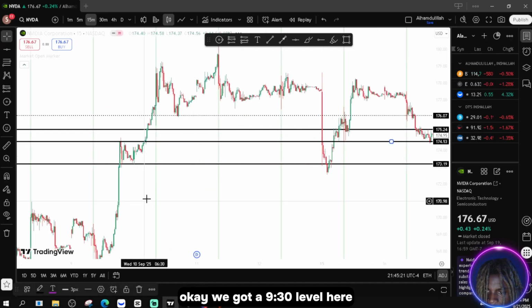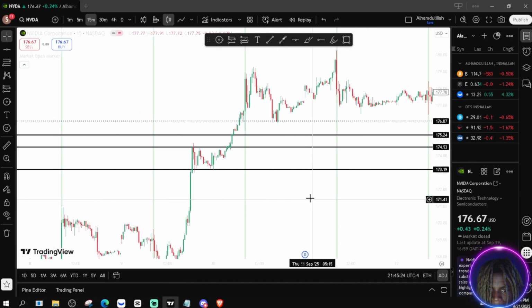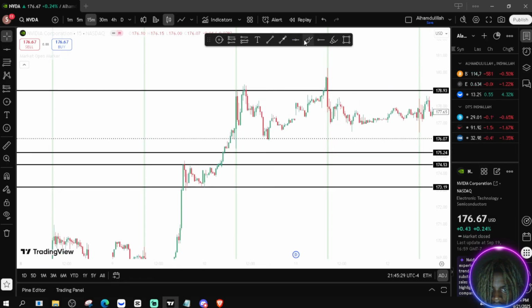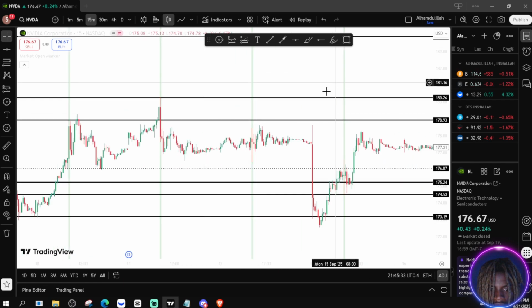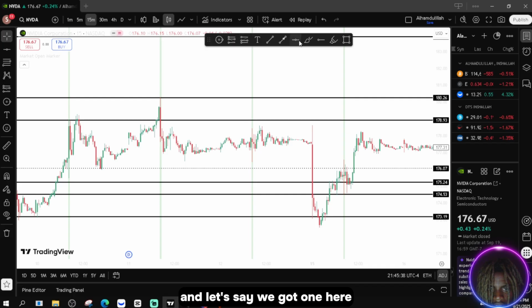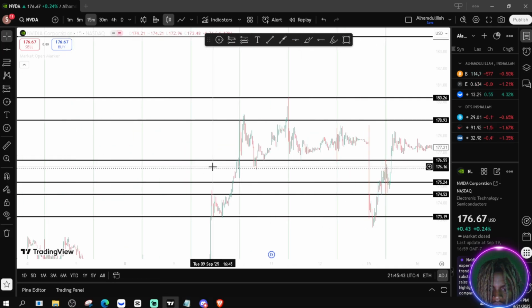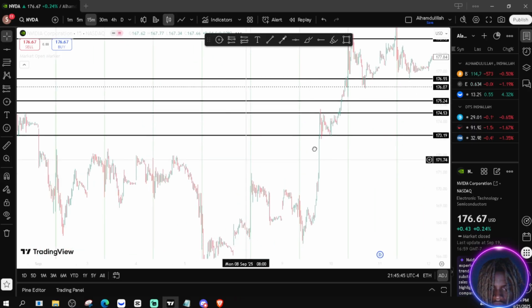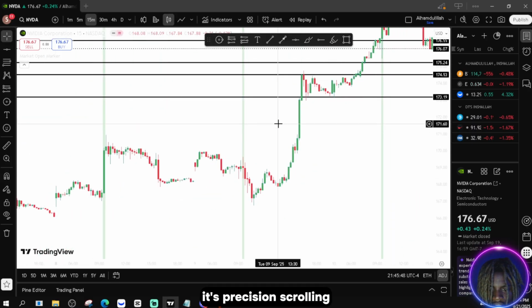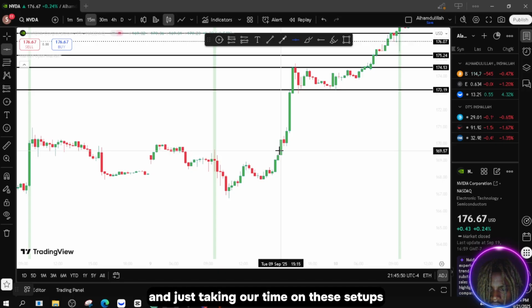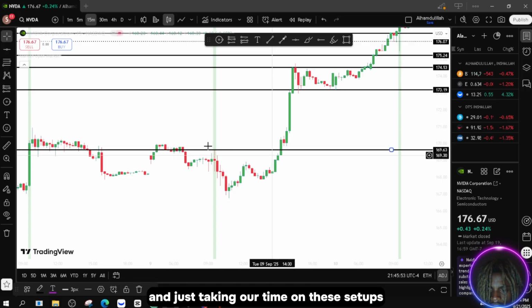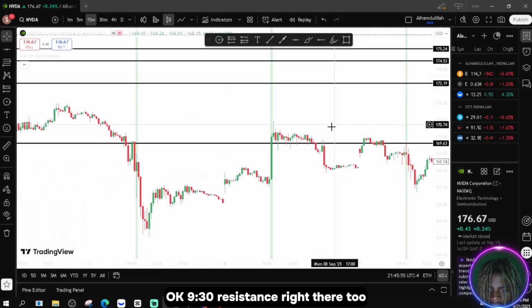Okay, we got a 930 level here. Got one up here. We got one up here. And let's say we got one here. Okay, it's precision scrolling, and just taking our time on these setups. Yeah, 930 resistance right there too.